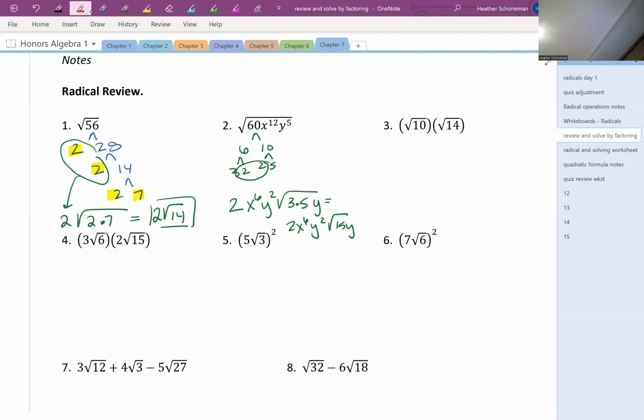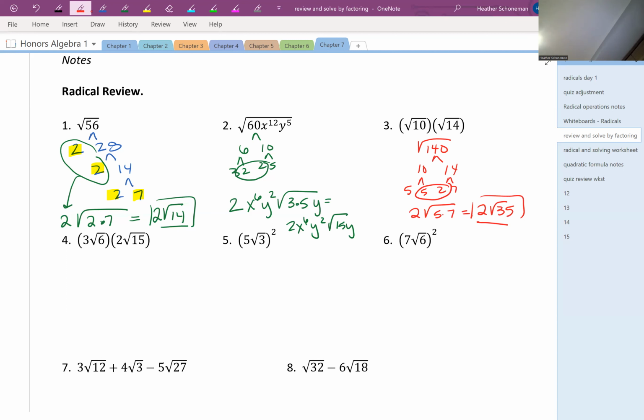All right, number 3. When we're multiplying, you can multiply anything you want, except when you combine them, you can only multiply numbers that are both in the radical or both out of the radical. So 10 and 14 are both in, so I can multiply, and I get the square root of 140. But we've got to simplify that. Lots of things go into it, but I know 10 and 14 have to, because I just used those two numbers. Okay, simplify it, I get 2, and underneath I have 5 times 7, so we get 2 square root 35.